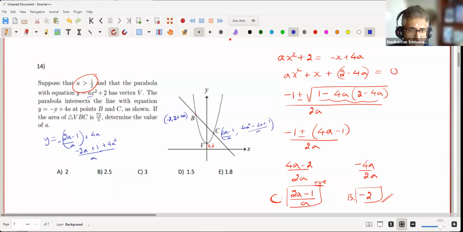What do we need now? We need the area of triangle VBC. Okay, so I'll mark the triangle VBC. So V is here.